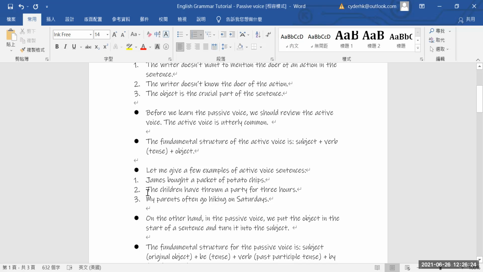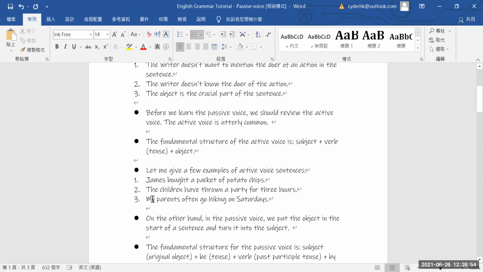The next two examples are the same. The children, which is the subject, have thrown is the verb, with present perfect or past participle in here. A party is the object. For 3 hours is a time period. Usually when we see "for" with a period of time, we should use present perfect tense like that.